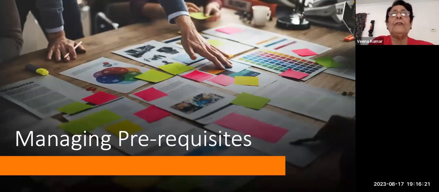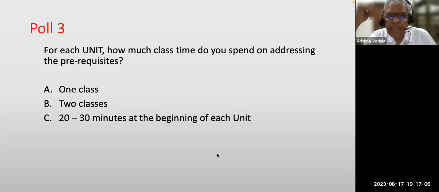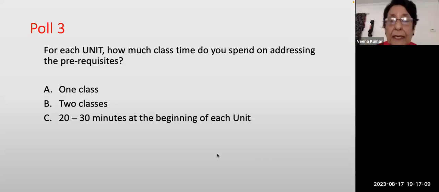Managing prerequisites. First of all, okay, prerequisites. I'm just going to have another poll. End the poll, Sridhar, and then share the results. Yes, we have 1 class, 26%, 10% say take 2 classes, and then most of the people, 64%, say they have a prerequisite 20 to 30 minutes at the beginning of each unit.